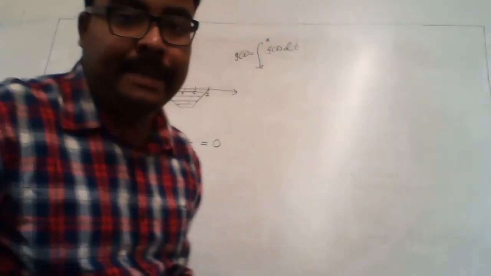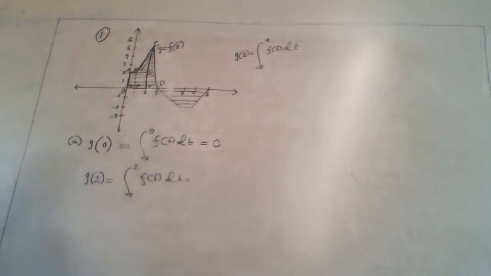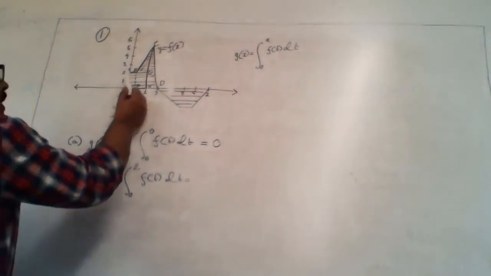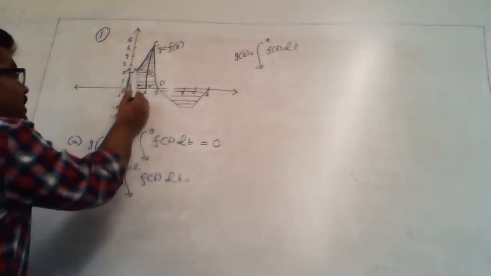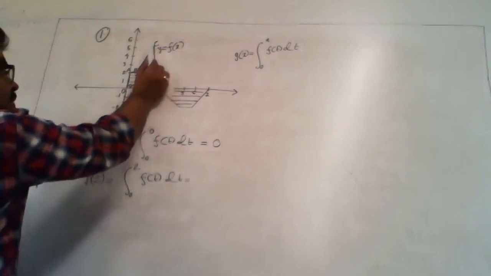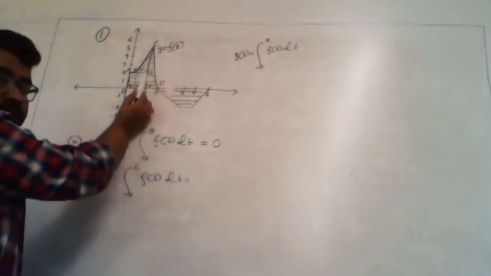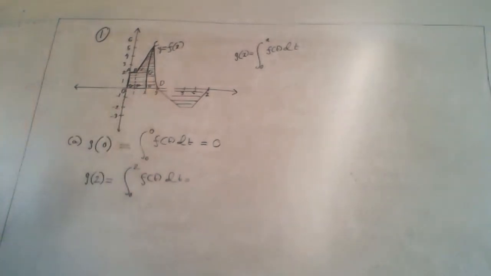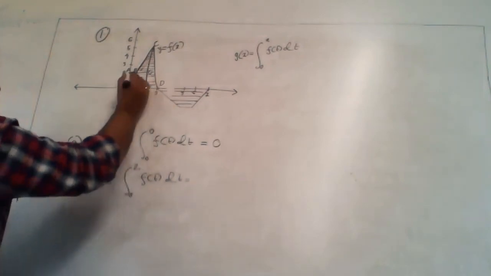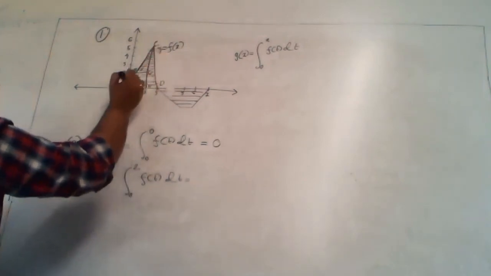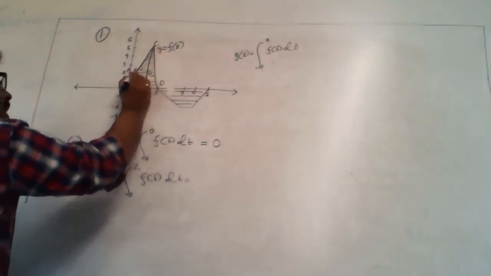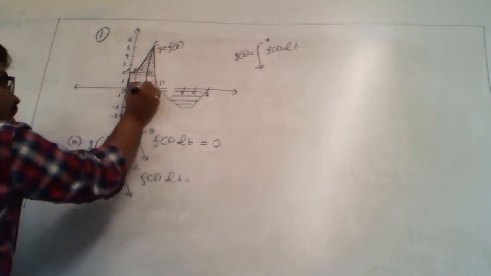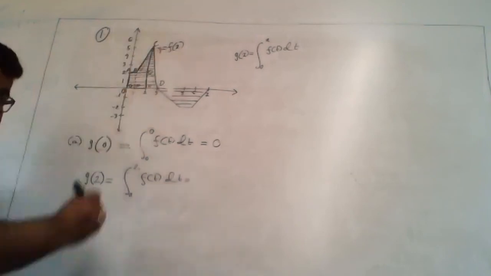Right, so I have named this point as A, this point as B, this point as G, this point as F, this point as C, this point as G, this point as E, right? So my integral from 0 to 2 ft dt will be this area. Now you see that this area actually consists of a rectangle and a triangle, right?